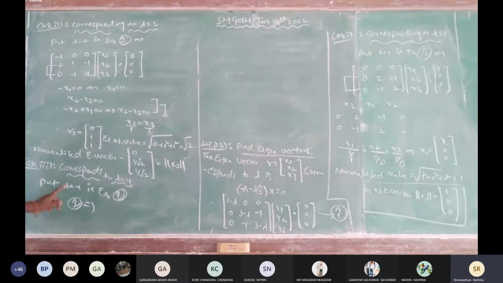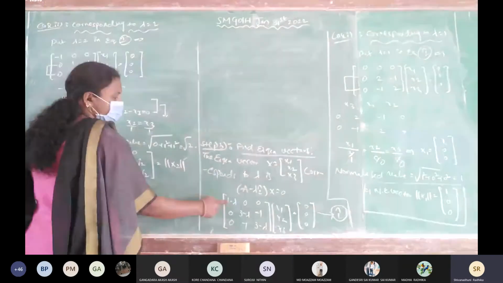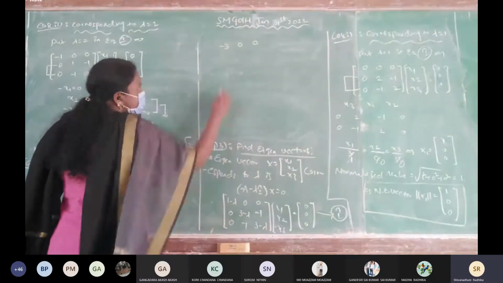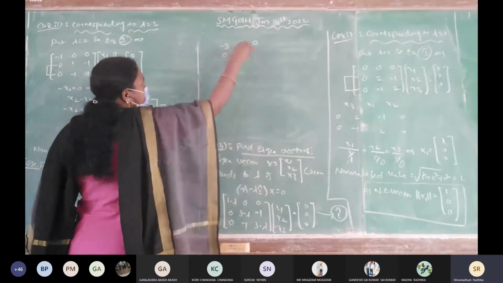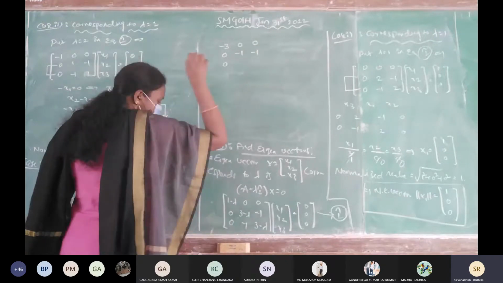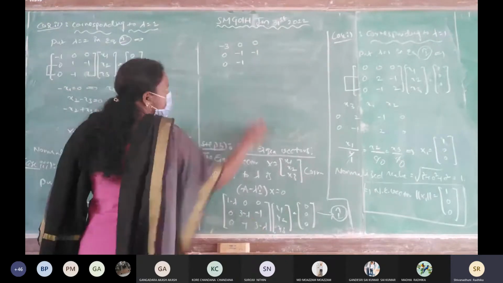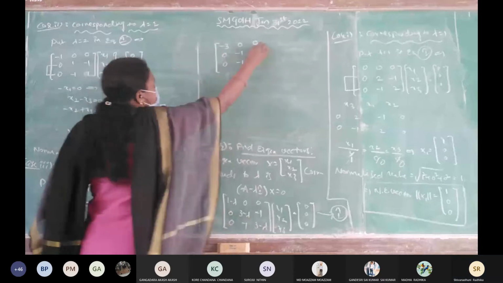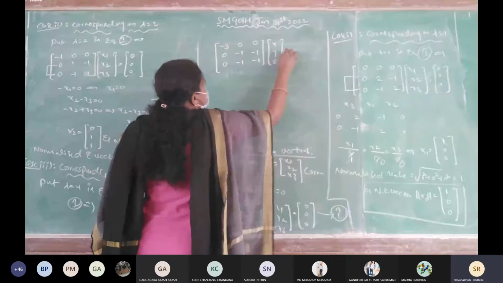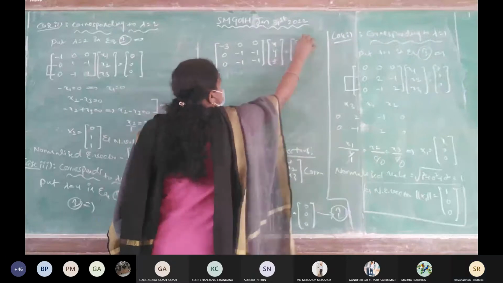Next one implies that lambda equals 4, ma'am. 1 minus 4 is minus 3, 0, 0. Second row, 0, 3 minus 4 is minus 1, and that is minus 1. 0, minus 1, 3 minus 4 is minus 1. Into x, y, z, which equals zeros.